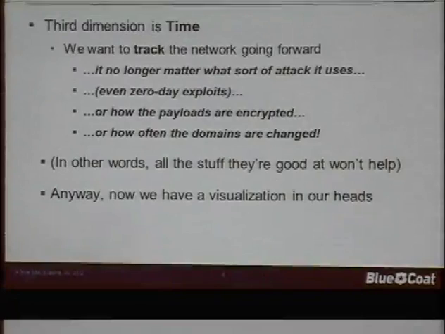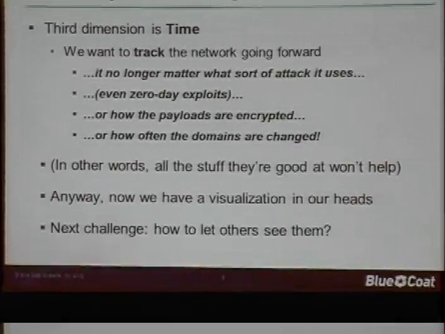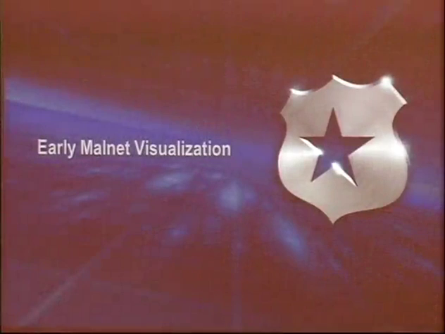And now we have this cool two-dimensional malware visualization thing in our heads that's evolving over time. So the challenge becomes, how do we put this visually into something that we can use as a tool, and also how can we show other people this picture we have in our heads? I'll turn the time over to Tim to talk about that. All right, so I'm going to talk about the early malnet visualization.